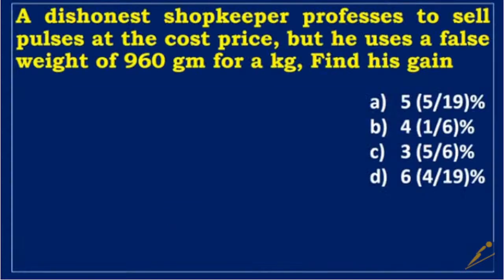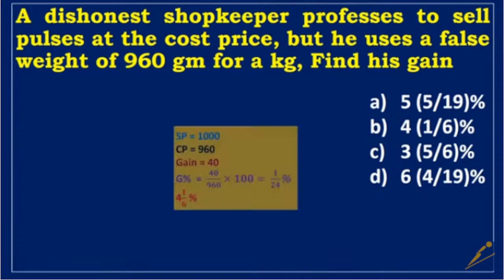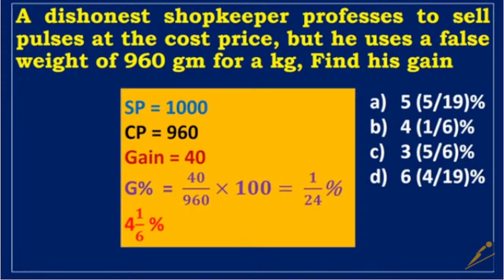A dishonest shopkeeper professes to sell pulses at the cost price, but he uses a false weight of 960 grams for a kilogram. Find his gain. SP equals 1000 grams. However, a dishonest shopkeeper uses a false weight of 960 grams for 1 kilogram. In this case, CP equals 960 grams. Then, the gain is equal to 40 grams. We may determine the percentage of profit using the profit percentage formula, which is 40 by 960 into 100. The fraction becomes 1 divided by 24, or 4 1/6%.